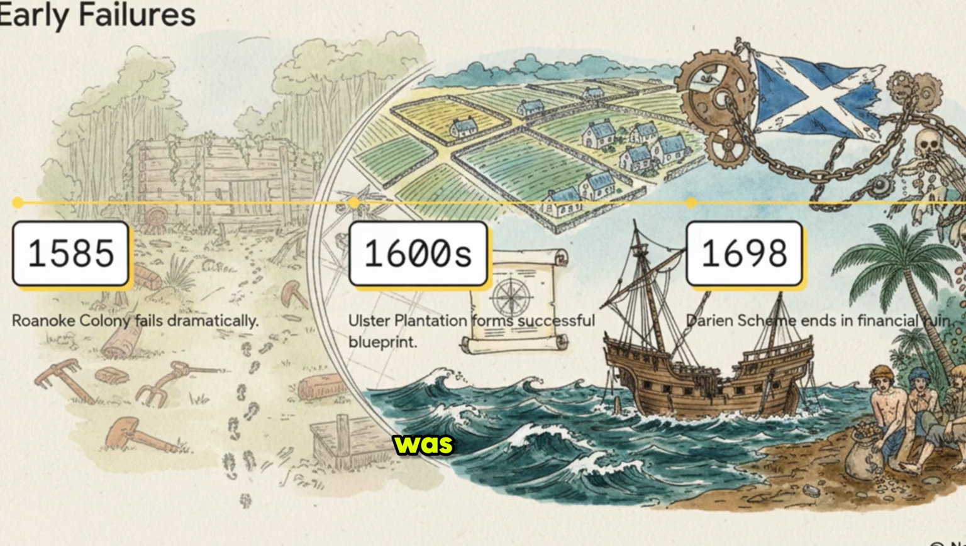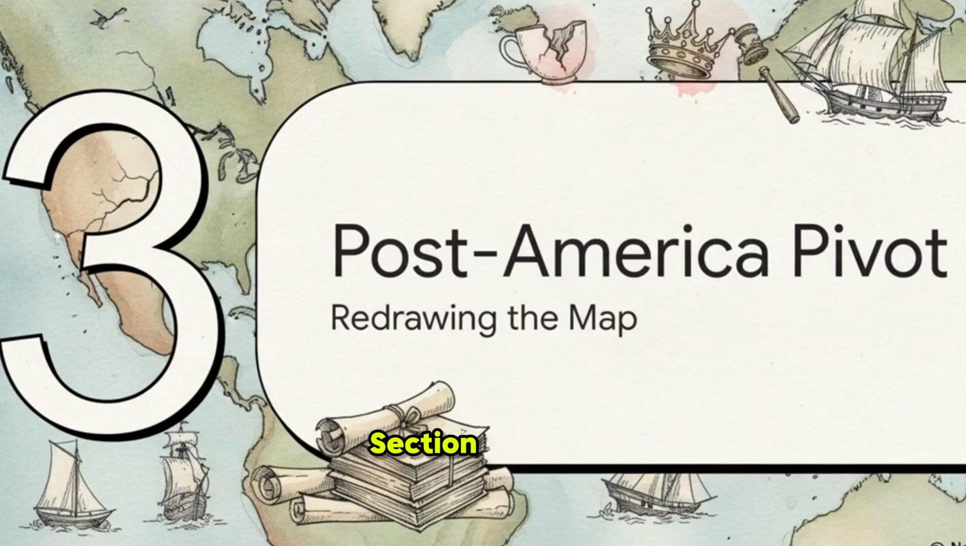The financial ruin was so immense, it practically forced Scotland into the 1707 Acts of Union with England. That right there proves the deep geopolitical necessity of organized state-backed administration. All right, section 3, the post-America strategic pivot. Time to redraw the imperial map.